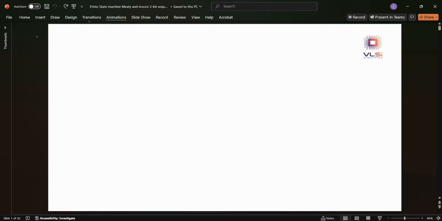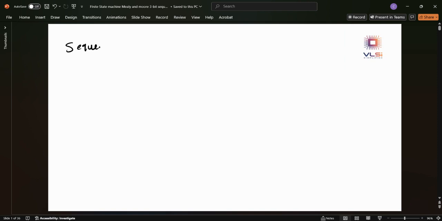Today I want to explain the sequence detector. We want to design the sequence detector using two FSMs, that is the Mealy machine and the Moore machine. So what is a sequence detector? A sequence detector accepts a string of bits as input, and it will generate a one when the target sequence is detected.